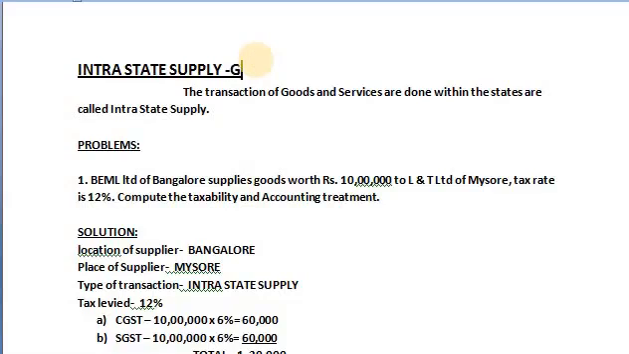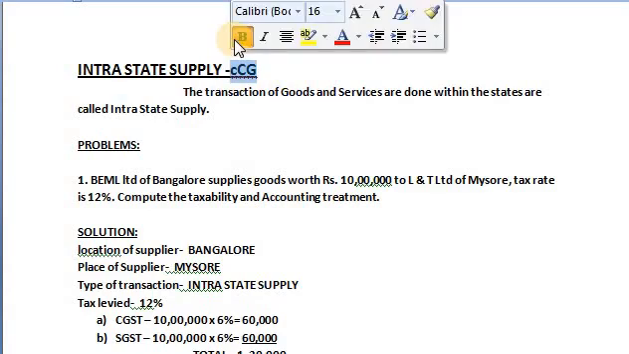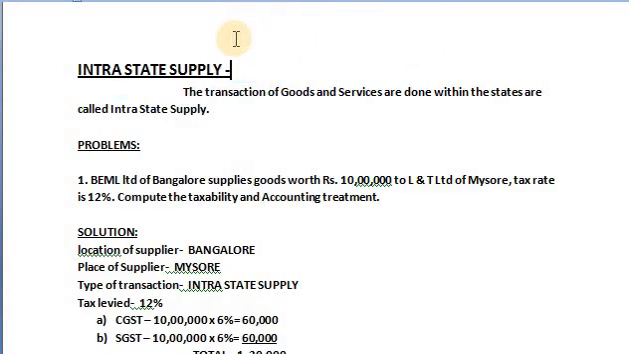Any transaction which takes place within the state, at that time we go for applying CGST and SGST. Clear? It is CGST and SGST.